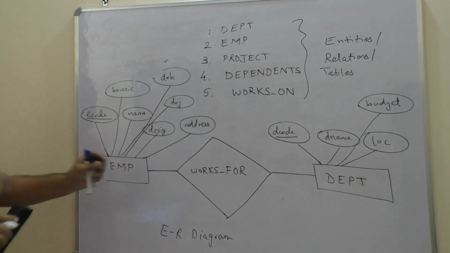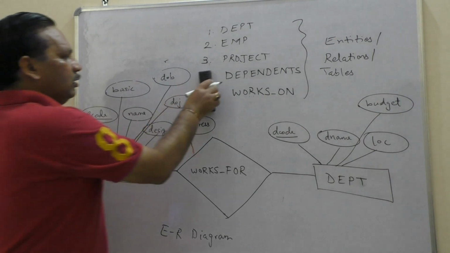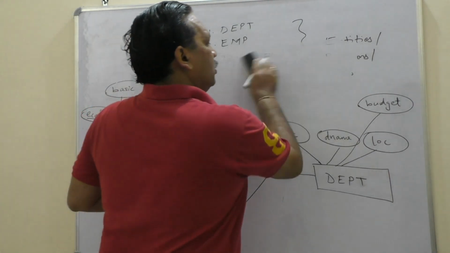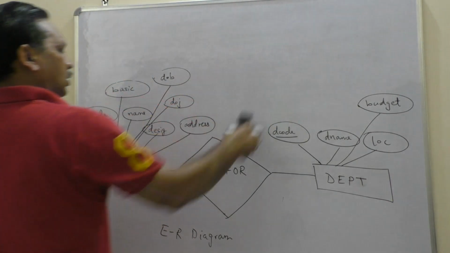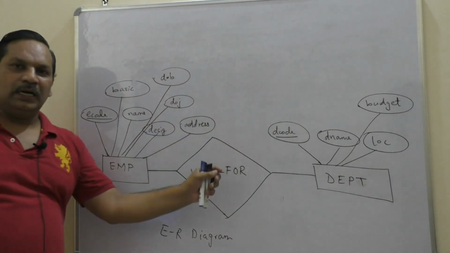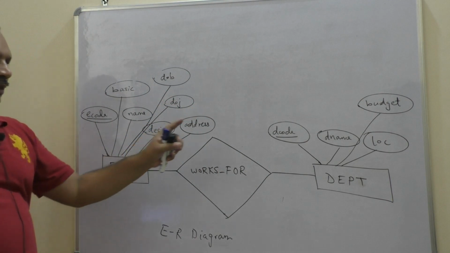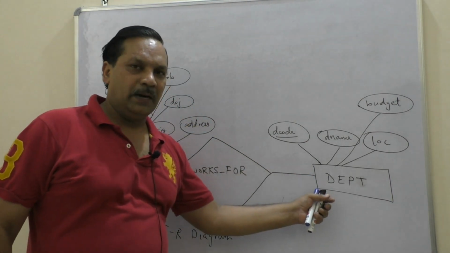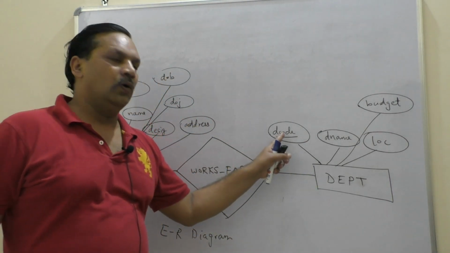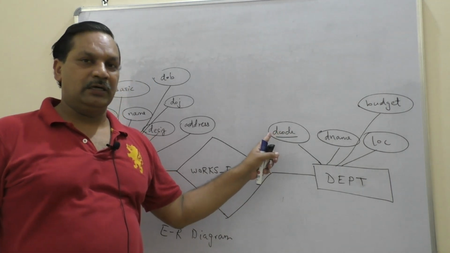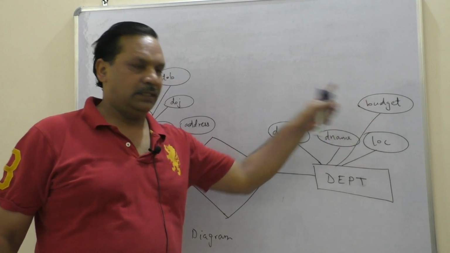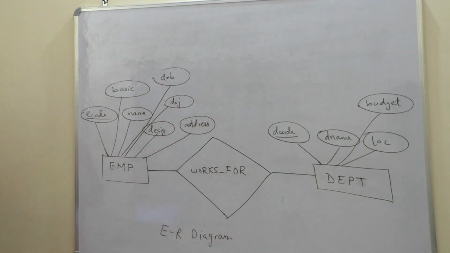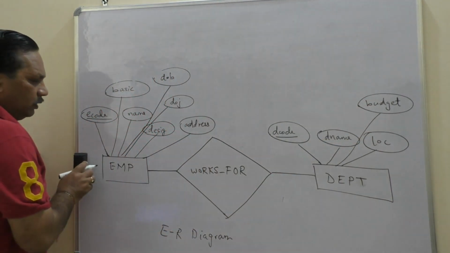So coming back to my model. Again I am repeating that this is my department table, which has department code as the key attribute or primary key of this table, department name, location, and budget. Now I'll show you one more simple example.